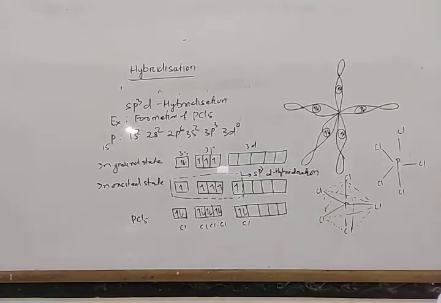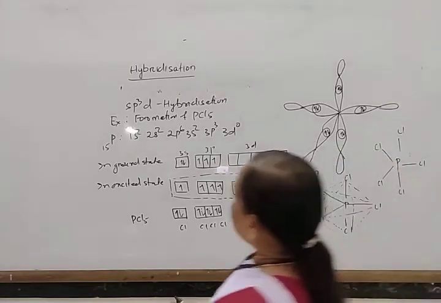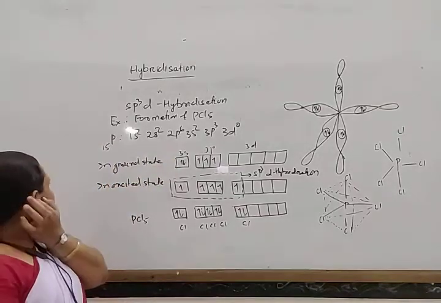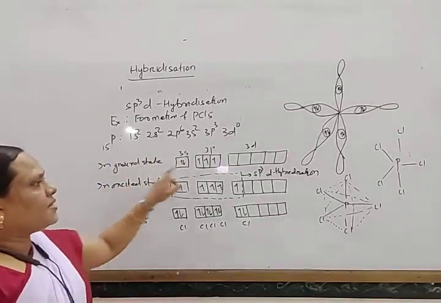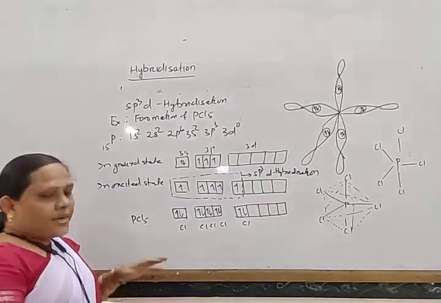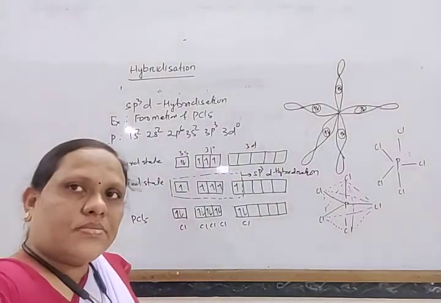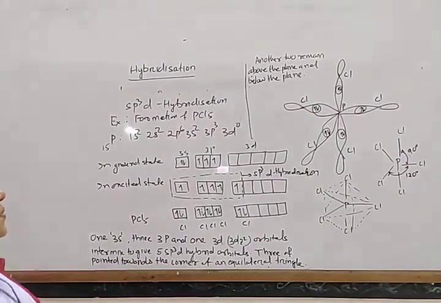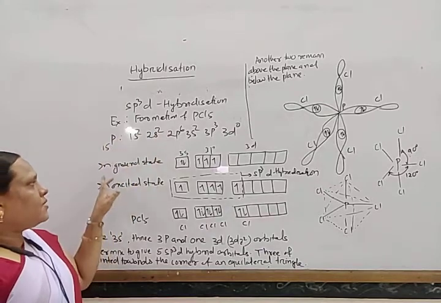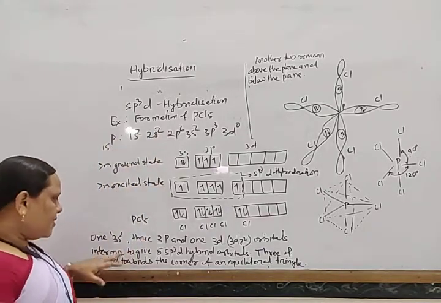Okay, so now note down this. Next, this is the formation of PCl5. In PCl5, the phosphorus has an electronic configuration in the ground state, and in the excited state it has another configuration. So sp3d hybridization, formation of PCl5, phosphorus in ground state and excited state.